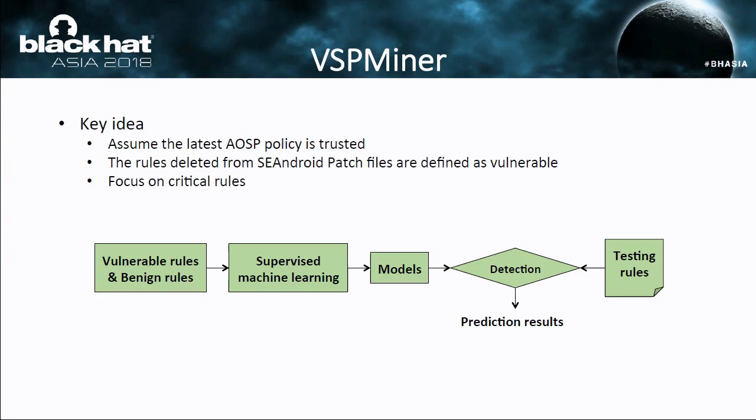And this is a flow chart of our work. We first extract many vulnerable rules and benign rules, and then use machine learning techniques to train models. And then we extract the testing rules from third-party images and try to predict whether these customized rules are vulnerable or not.